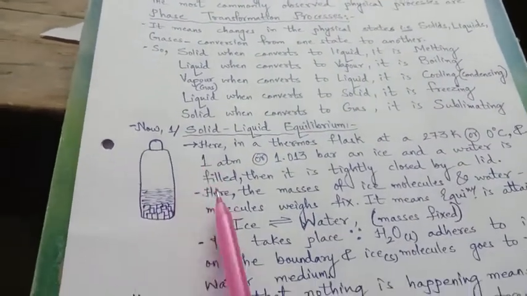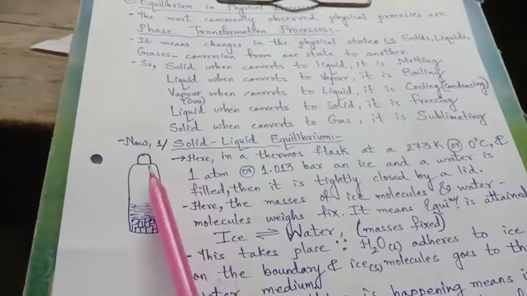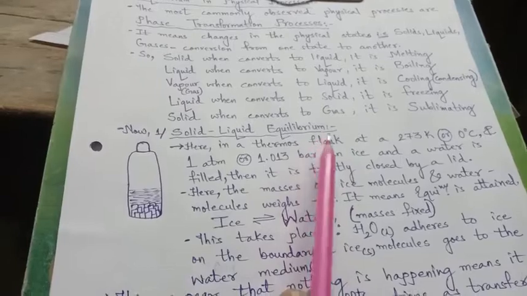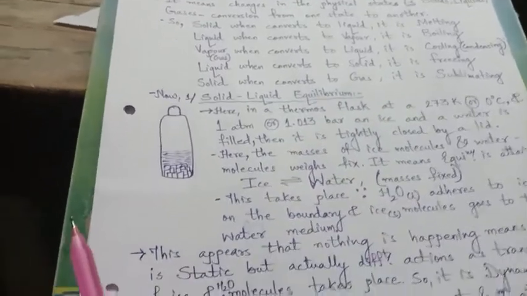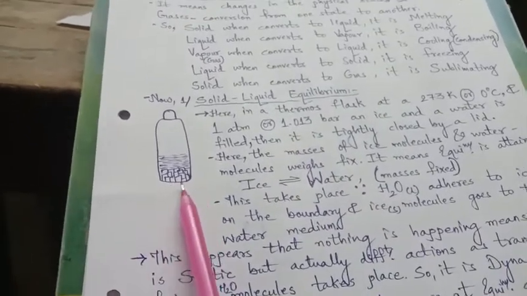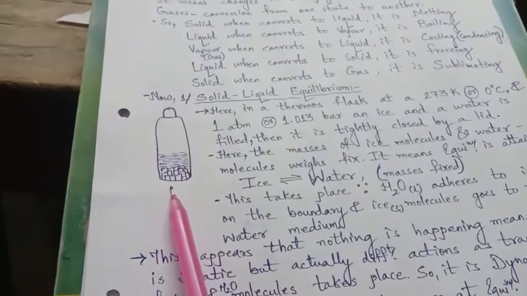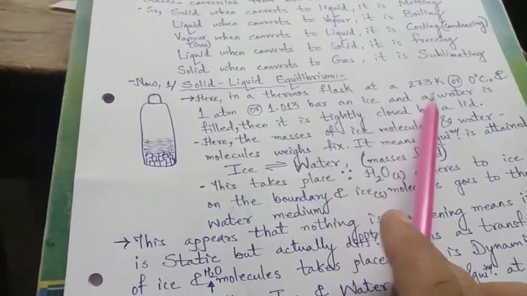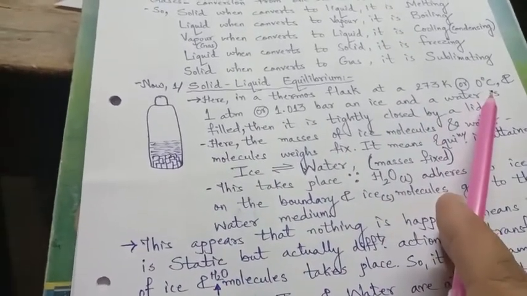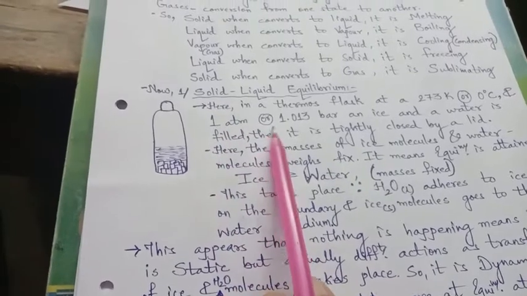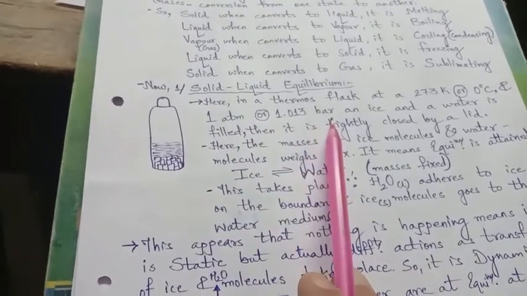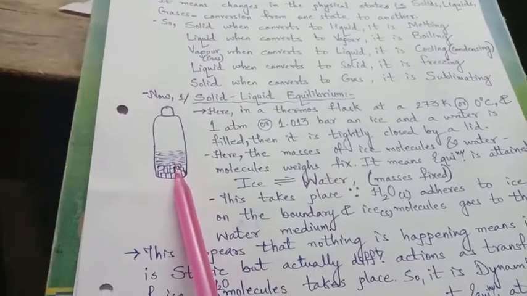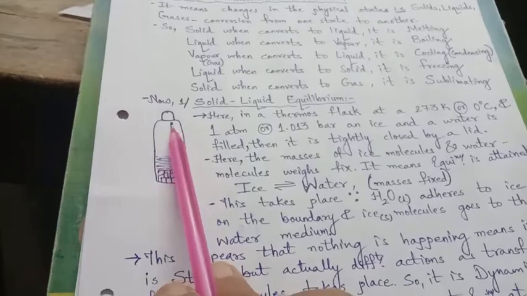So let us first discuss solid to liquid equilibrium. To understand this, I have an example here. Let us have a thermos flask. In this thermos flask, at 273 Kelvin or 0 degrees Celsius and 1 atmospheric pressure or 1.013 bar pressure, an ice cube and water are filled, and then it is tightly closed with the lid.